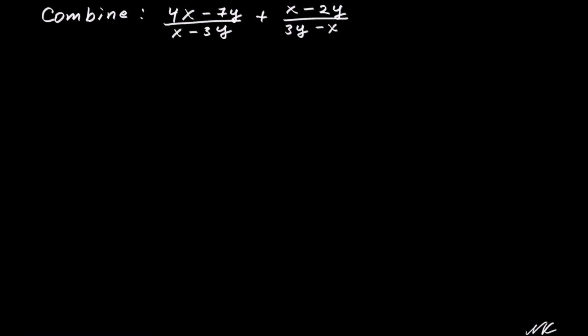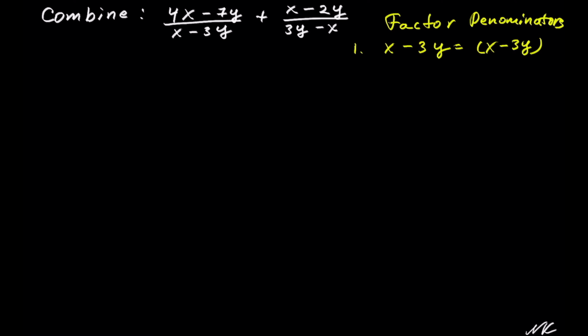Here we have to combine two fractions. First one is (4x minus 7y) out of (x minus 3y), plus the second fraction is (x minus 2y) out of (3y minus x). Let's begin by factoring denominators. The first denominator is x minus 3y, and the only thing we can factor out of here is 1. So this is equal to x minus 3y inside of parentheses.